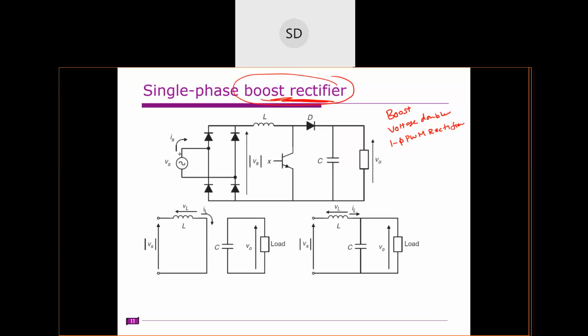Okay, so this single phase boost rectifier is derived from the boost converter. We have the boost DC-DC converter, right? So this is derived from the boost DC-DC converter. If you imagine this is the DC voltage, we have this L, and we have this switch here, and this is the rectifier here, and the rest of the thing is a boost DC-DC converter, right? That's why it is known as a boost rectifier. So let us see how it will operate.